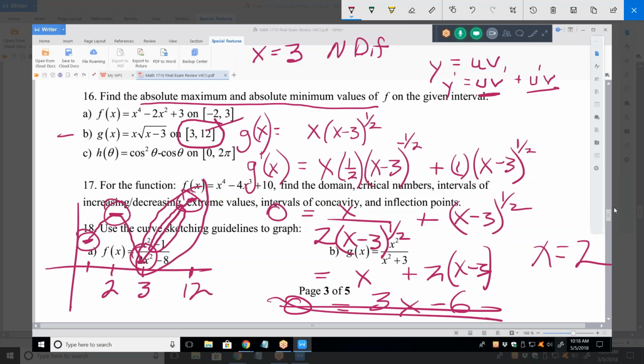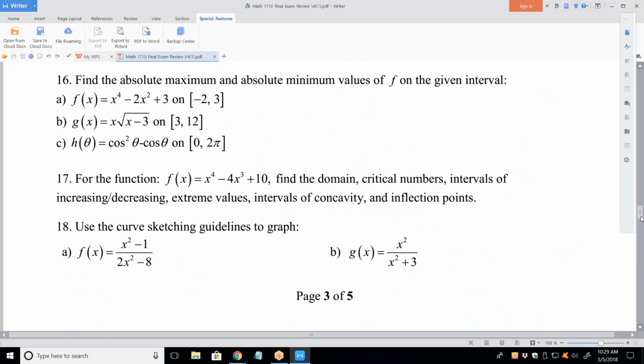Well, what's g of 3? Zero. What's g of 12? 36. There's your absolute maximum, there's your absolute minimum. 0 and 36.